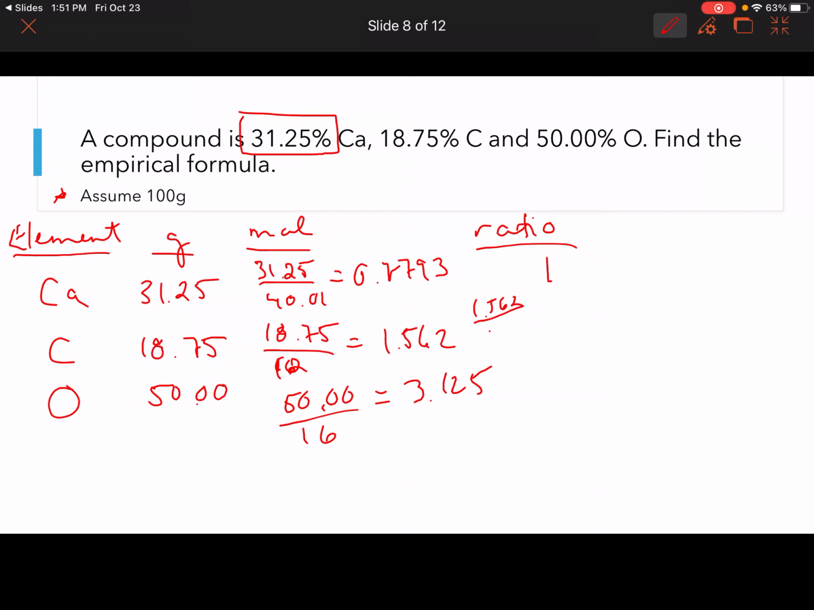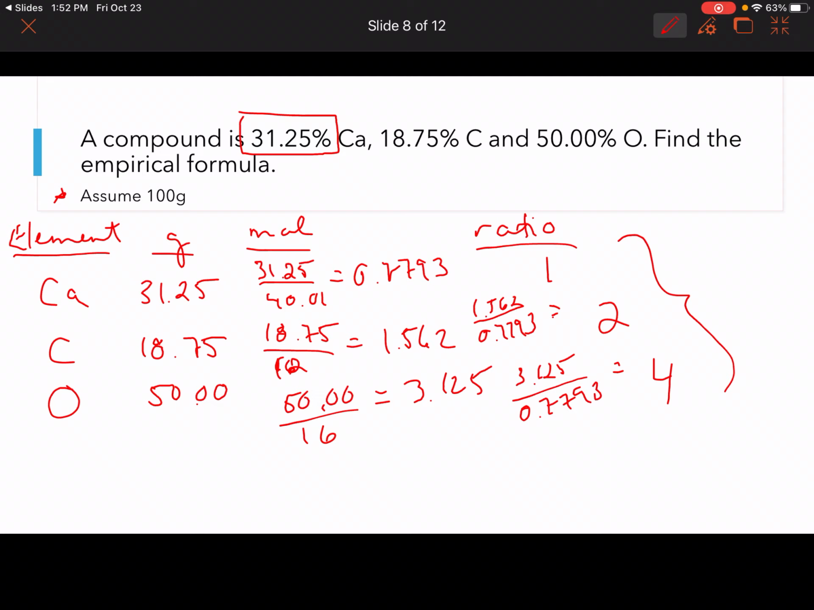This one, 1.562 divided by 0.7793 is going to end up being 2. And then if we take 3.125 divided by 0.7793, you're going to end up with 4 here. Now these are the moles. So this tells us what the ratio is. So it's 1 to 2 to 4.